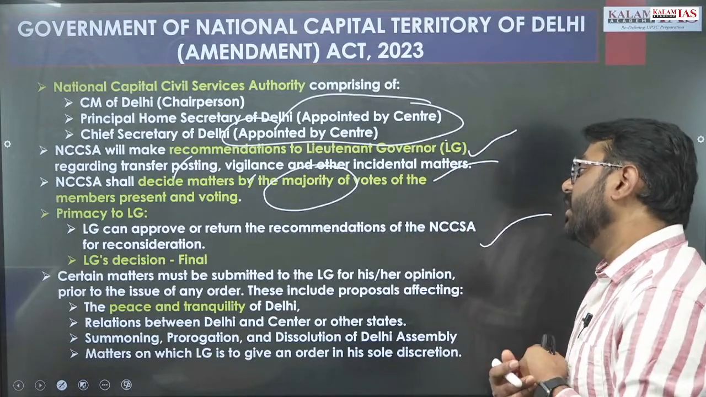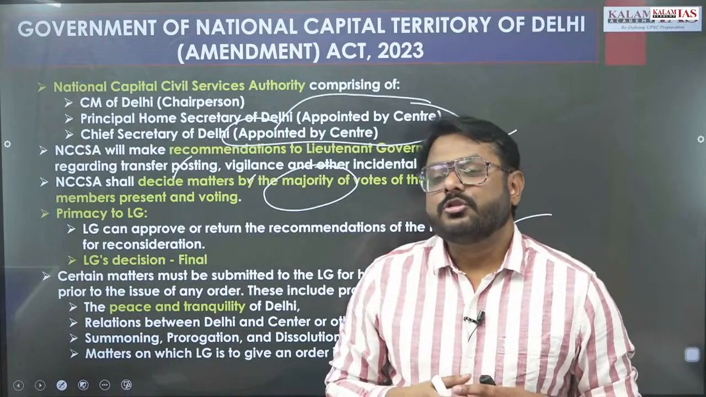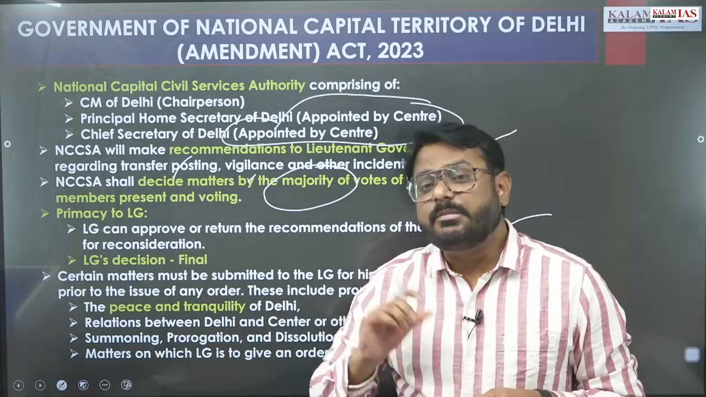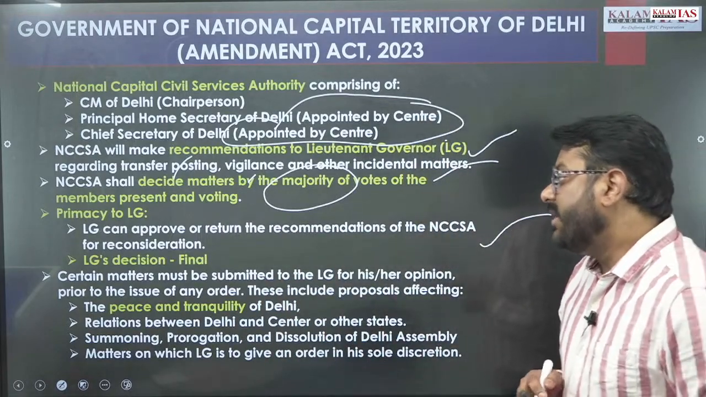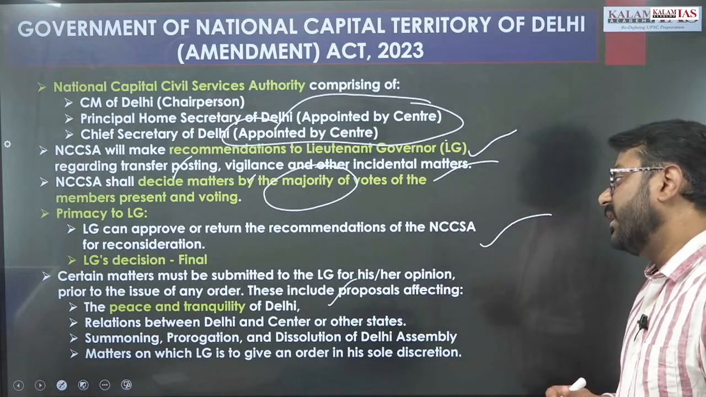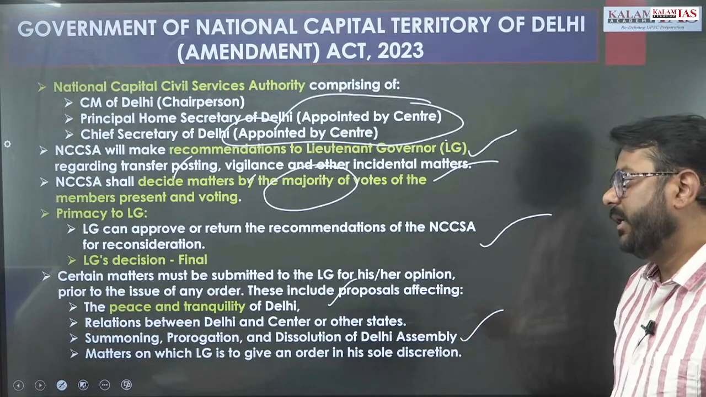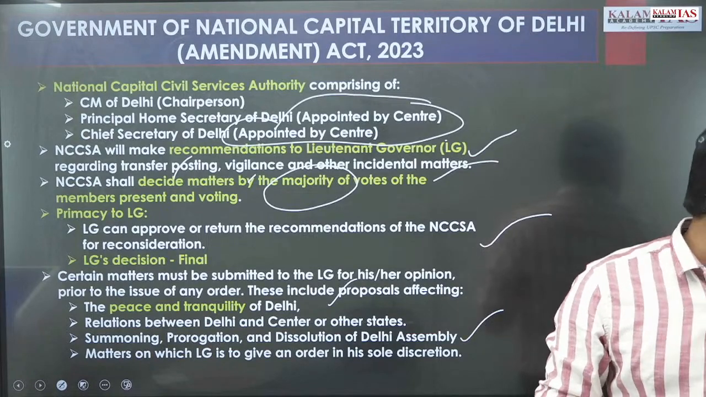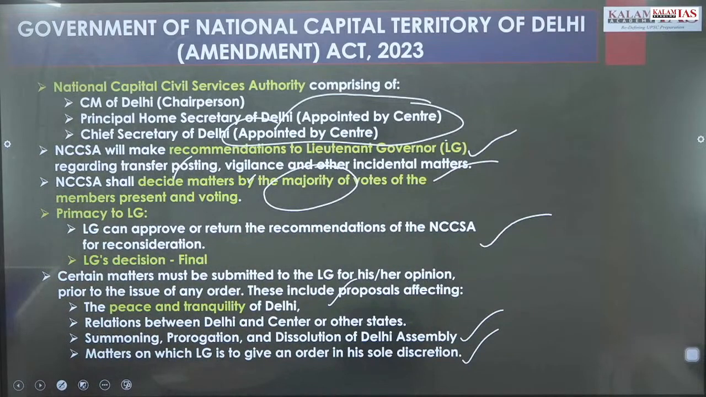Certain matters must be submitted to the Lieutenant Governor for his or her opinion prior to the issue of any order. This includes proposals affecting certain issues for which the matters must reach the Lieutenant Governor. The Legislative Assembly of Delhi or the Chief Minister of Delhi cannot decide upon these matters. What are those matters? The peace and tranquility of Delhi, the relation between the Centre and the other states, summoning, prorogation and the dissolution of the Delhi Assembly, and matters on which the Lieutenant Governor is to give an order in his sole discretion. So, all these provisions have been made.